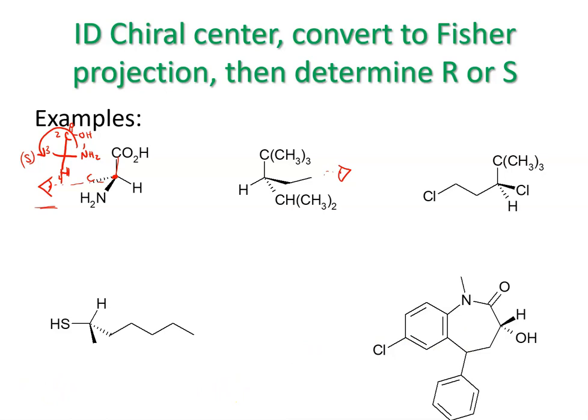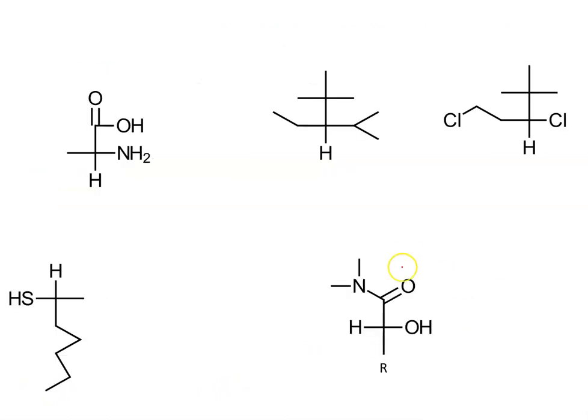Okay, so we'll continue. I'm going to show you what you should have come up with in terms of the Fisher projections over here. Again, you're not necessarily going to need to do this, but sometimes just practicing this helps you work with this spatial understanding of these things. And I'm going to highlight the different chiral centers here. And you should be able to identify the priority again, just like we've been doing before.